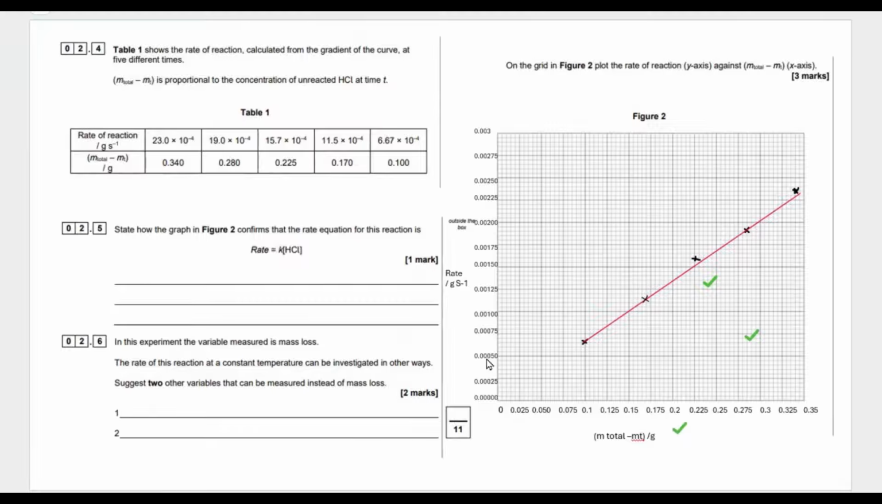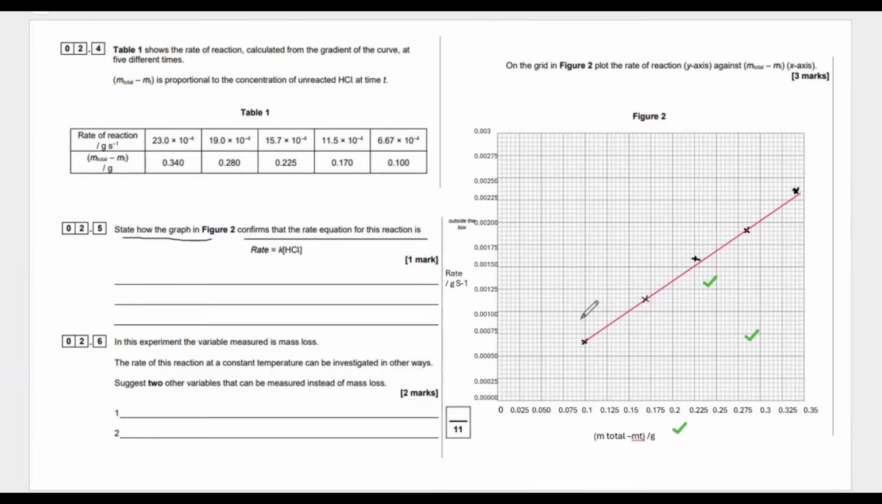So there we go. Now, the question following up on this, if you look at 2.5, which is under the data table on the left-hand side: state how the graph in figure 2 confirms the rate equation for this reaction. Rate equals K[HCl]. And so, yeah, how do we know the rate equation is rate constant times the concentration of HCl?